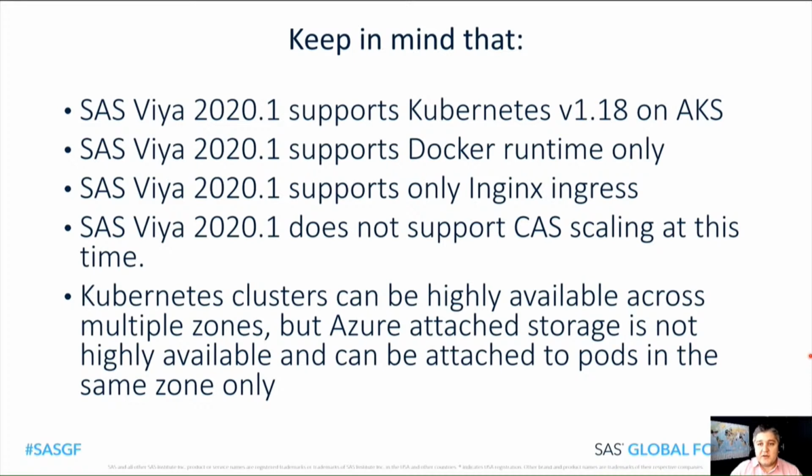If you require high availability, keep in mind that Azure's default behavior is to spread the Kubernetes cluster across 2 availability zones, but the shared disk storage that should be claimable by some of the Docker containers cannot be attached across availability zones. This is due to how Azure works, and it's not a SAS Viya limitation.